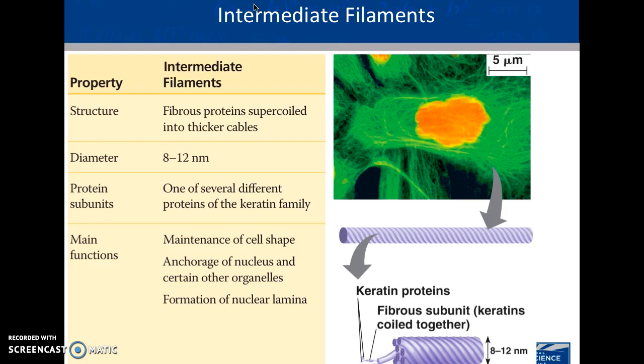There are some intermediate filaments as well, and they basically maintain cell shape. They provide anchorage for other organelles, so they're not floating around the inside of the cell. They are super coiled into really thick cables. They are usually keratin proteins.